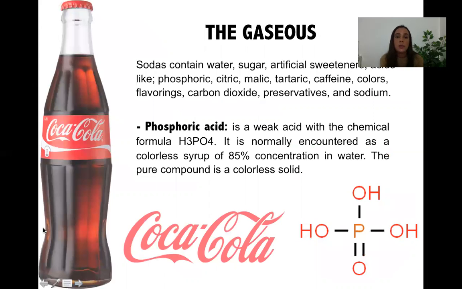Sodas. Sodas contain water, sugar, and artificial sweeteners, along with acids like phosphoric, citric, malic, tartaric, caffeine, colors, flavoring, carbon dioxide, preservatives, and sodium. The most common is phosphoric acid, a weak acid with the chemical formula H3PO4. It is normally encountered as a colorless syrup of 85% concentration in water. The compound is found in colorless sodas, for example, Coca-Cola.